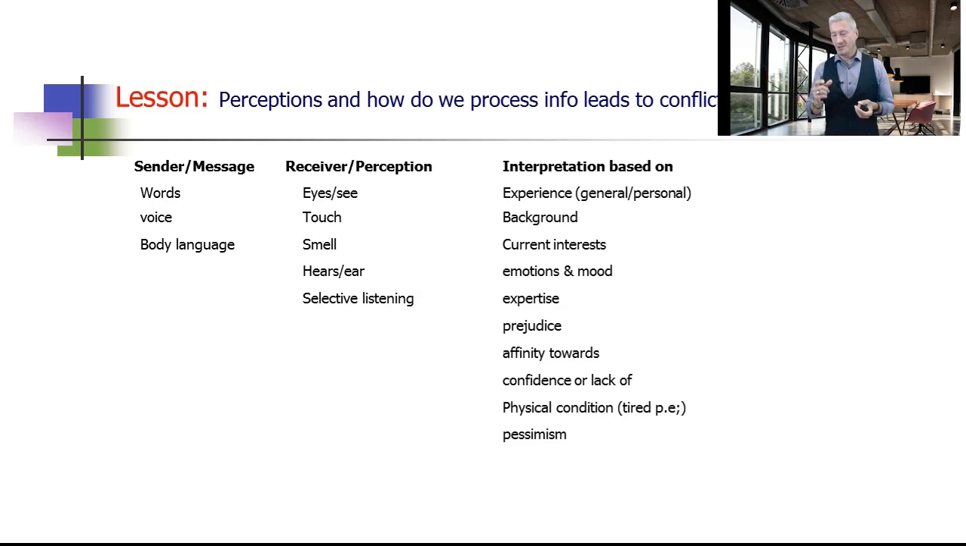So you see that there was just a small message, and then you capture a few signs, and you selected some parts of the information, and now you process it according to your mood, your experience, your background, your emotions, your expertise, your prejudice or benefits that you could have out of this, your confidence, your condition, how pessimist you are. So these are all things that will jump in to interpret what I'm saying, what your interlocutor is saying at any given point. Whenever you talk to anyone, this is how communication happens.